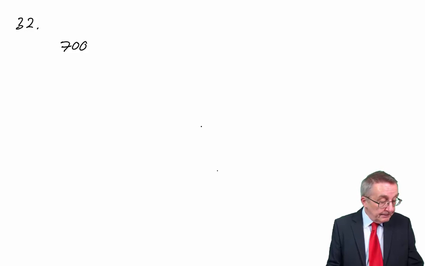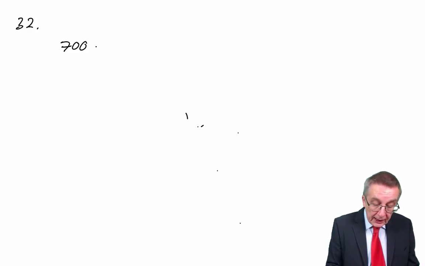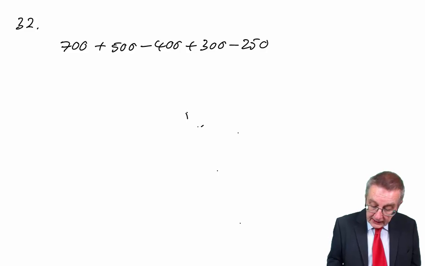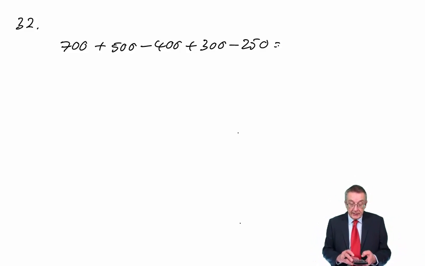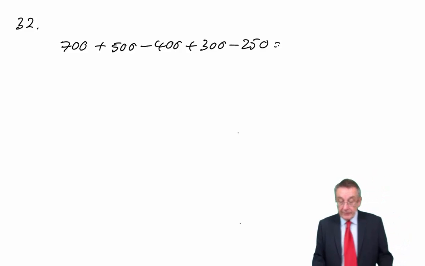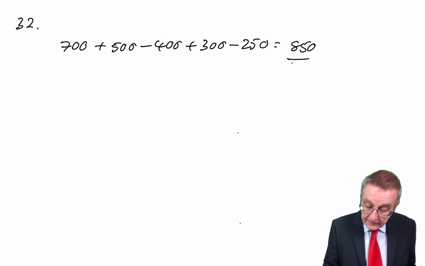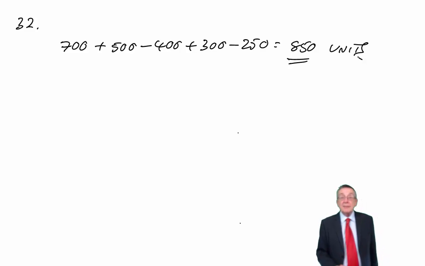Well, if it's FIFO, 2 steps. First of all, just look at units. How many are left at the end? So we started with 700, the 1st of May. During the year, well, July we bought 500. November we sold 400. February we bought 300. April we sold 250. And so forgetting the value for the moment, how many did we have at the end of the year? 1,200, 800, 1,100, 900, 850. So that's how many we've got left at the end.